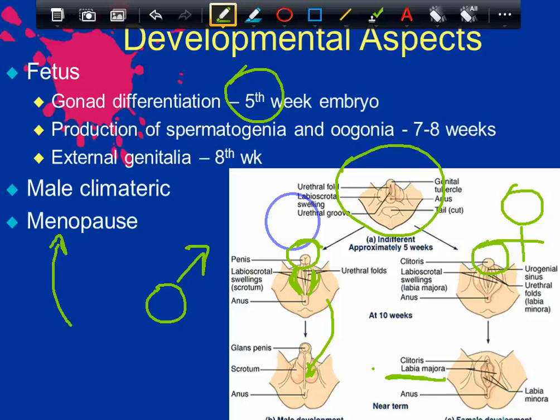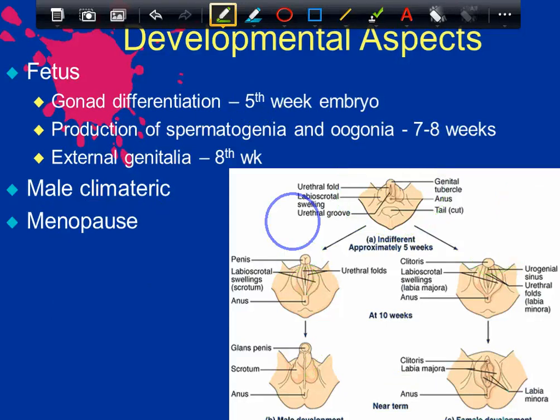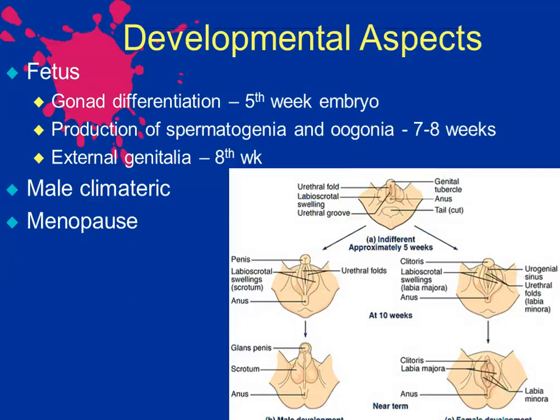Male climacteric: it's thought that there is something comparable to menopause in males. Some people believe it, some not. Maybe in the 50s, they go through a change in testosterone production, although males can father babies for a long time. Okay, that's it.